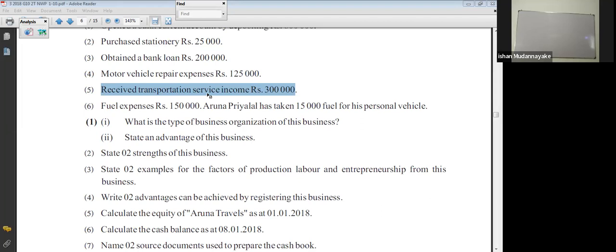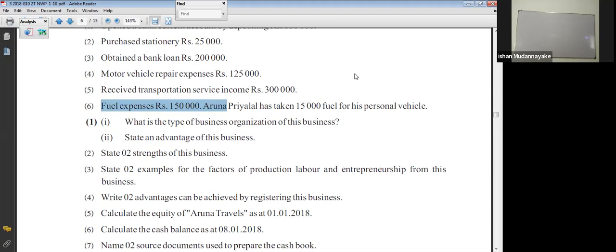He is conducting Aruna Travels, so he provides transportation services. Then by providing transportation services, he obtained service income of 300,000. Okay, right. Then Sakindu, sixth transaction. Fuel expenses 150,000 rupees. Aruna Priyalal has taken 15,000 fuel for his personal vehicle.